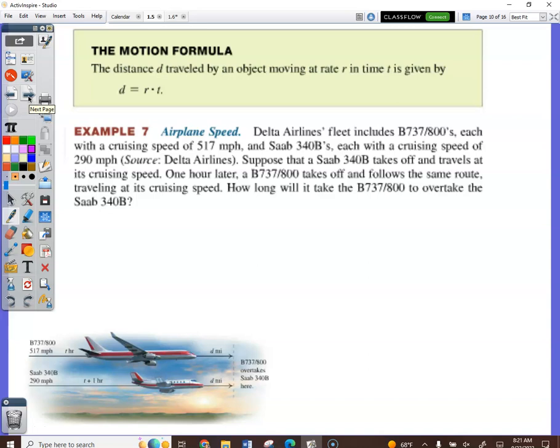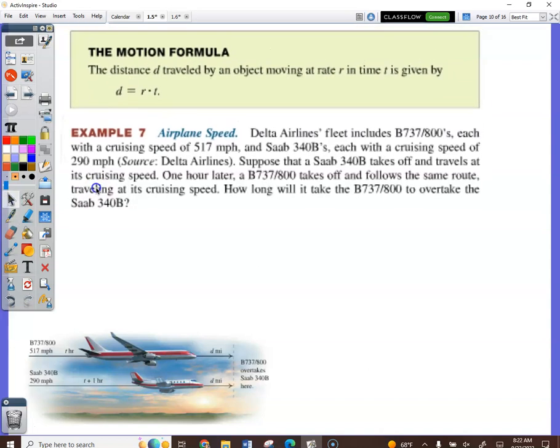This is the motion formula. D equals RT. If you think about it, D for distance, R for rate of speed, T for time that has passed. The distance traveled by an object moving at a rate R in what time T is given. Then we have a word problem right here, and then we have a picture to help us understand what's going on. Okay, let's go read the word problem.